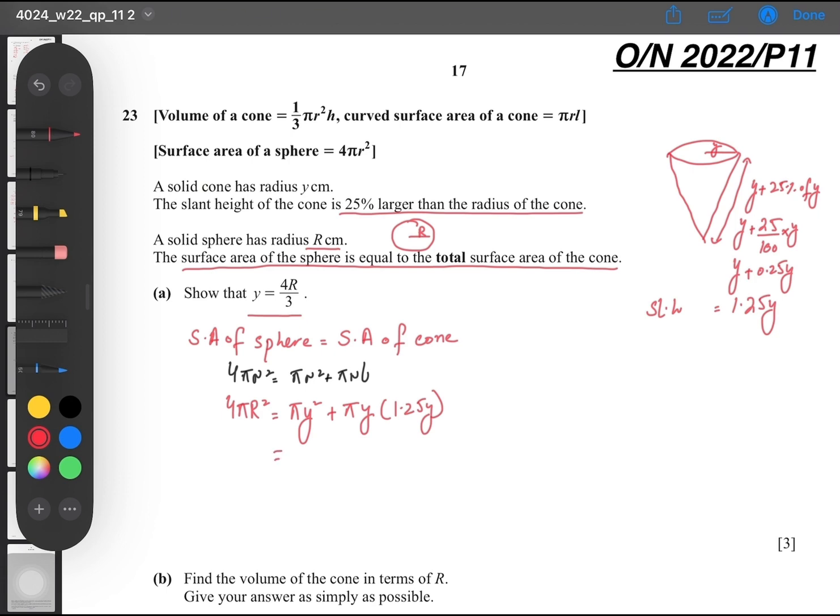So we will take pi as common: y square plus 1.25 y square equals 4 pi r square. We can cancel out pi on both sides. So 4r square is equal to y square plus 1.25 y square, which is equal to 2.25 y square. Now we need to make y the subject.